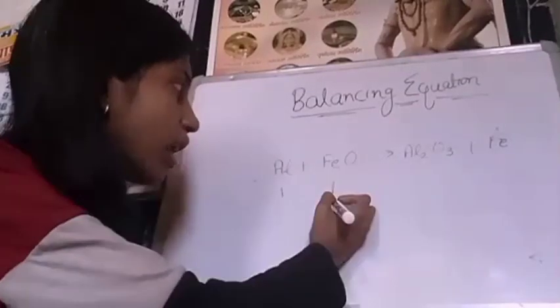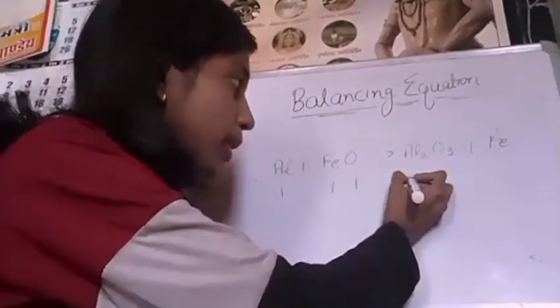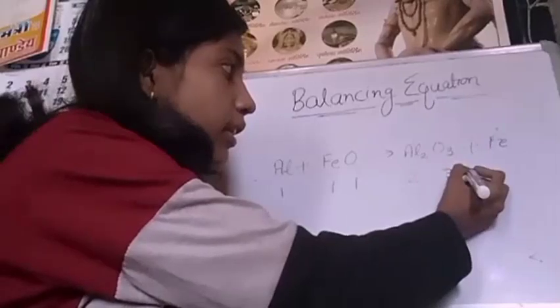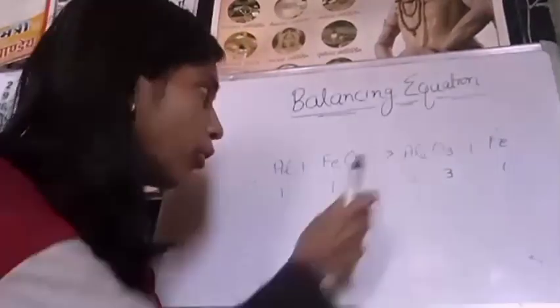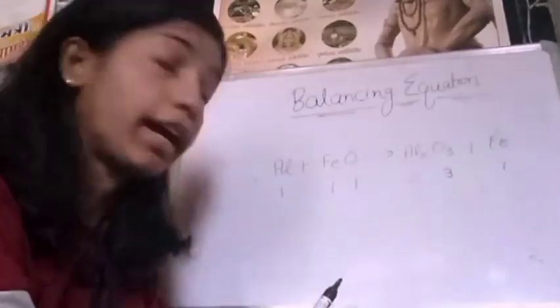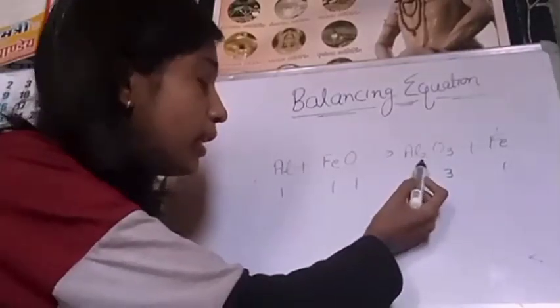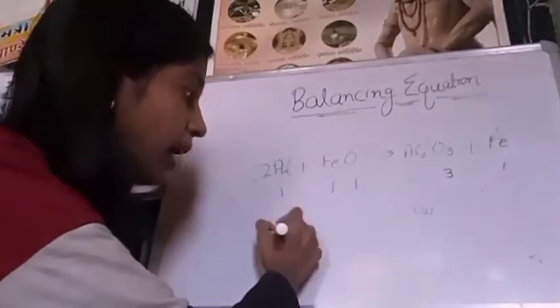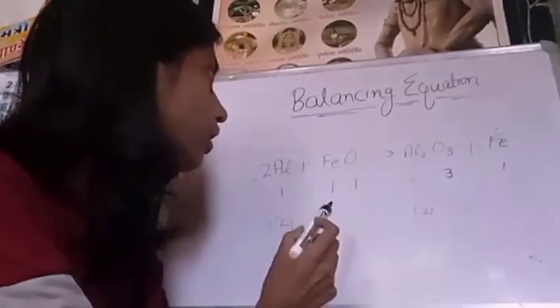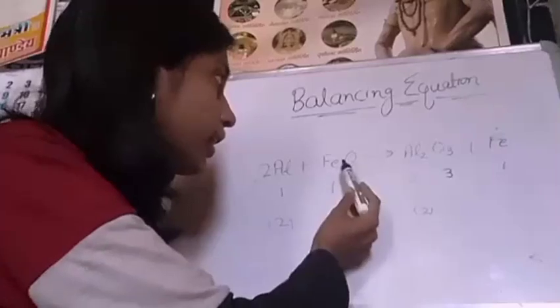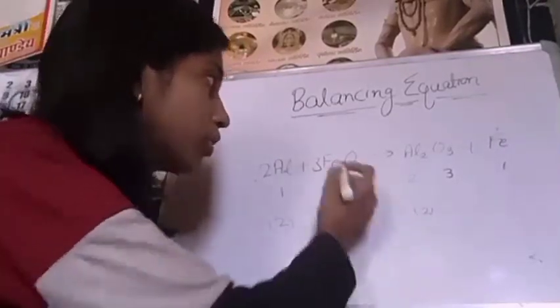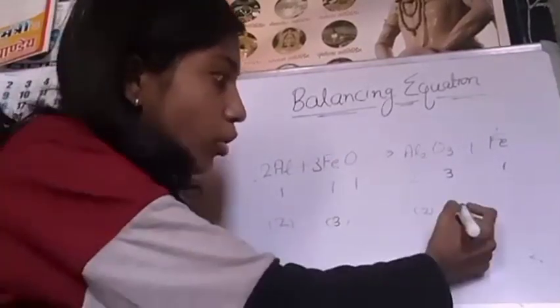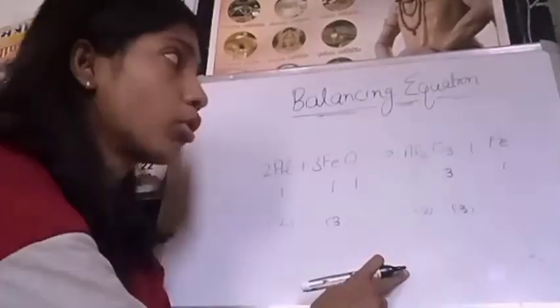Aluminium 1, Fe 1, oxygen 1. Aluminium 2, oxygen 3, Fe 1. So now we count both sides of items. Here is aluminium 2, so add 2. Here is aluminium 2, here is 2. This is balanced. Here is oxygen 3, here is 1. So add 3. So oxygen here is 3 and here is oxygen also 3. Now this is also balanced.